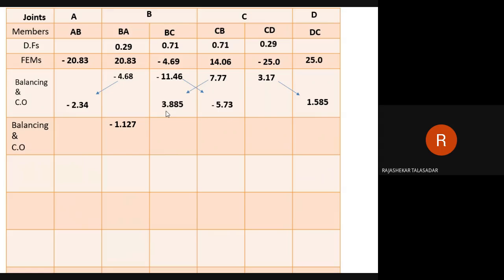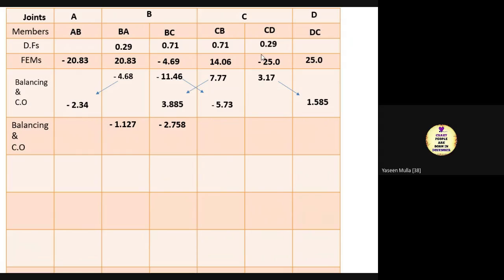Next, what is the moment under BC? It is the balancing moment multiplied by the distribution factor of BC. The distribution factor of BC is 0.71. What is that value? Minus 2.76, or 2.758. No problem. Even if you write 2.76, nothing wrong in that. Okay, is this clear now? Balancing B is over now.